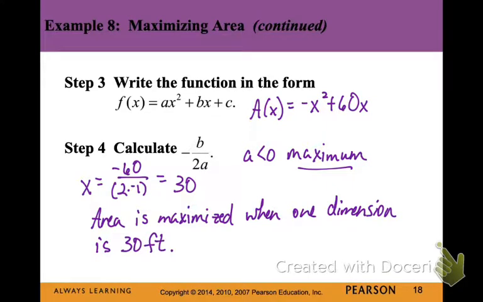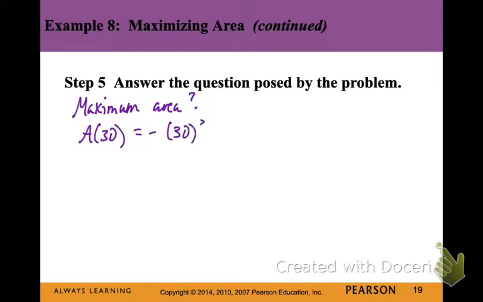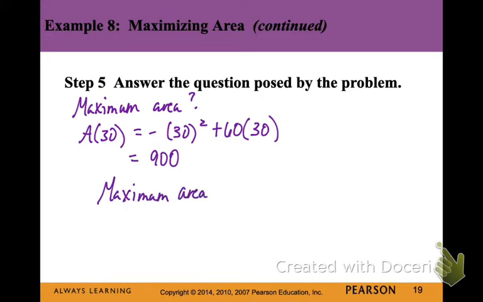Now, step 5 is making sure we answered the original question in the problem. Well, we need to find out that actual maximum area. So we know, according to the function we came up with in this problem, that area equals negative x squared plus 60x. And so we're going to plug in 30, that dimension that will maximize our area. When we do the math, we find out that 900 is our maximized area, 900 square feet.